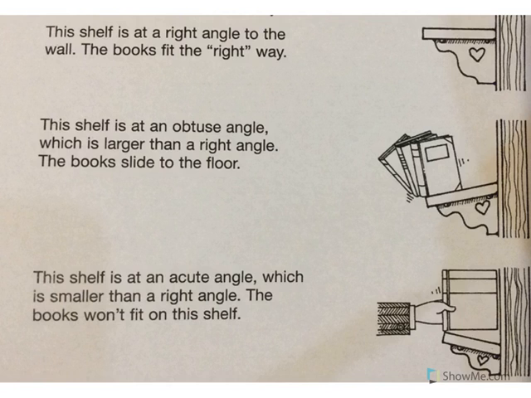Okay, so we're starting at the beginning. So this shelf at the right is at a right angle to the wall. The books fit the right way. So I can see that this is square against the wall. If I was to stack books on that shelf, they would not fall off.